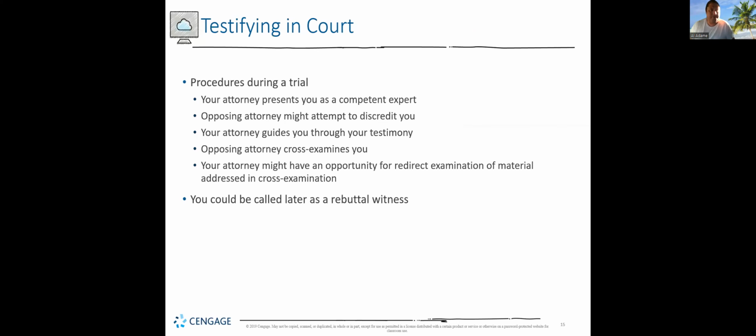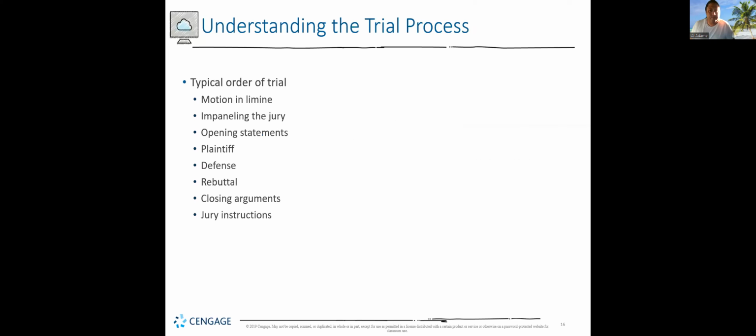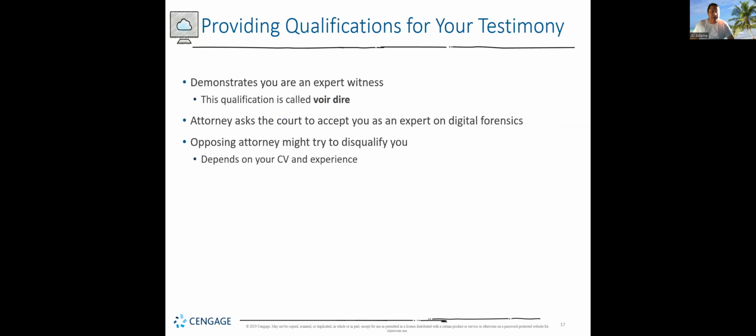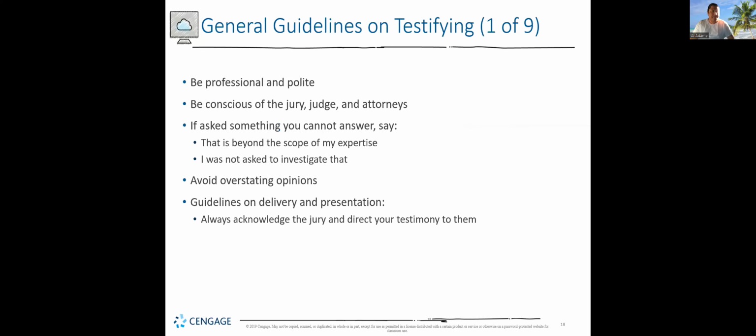Let's skip one again. Sorry. Oh, we're good. Sorry. The trial order was typical, I did this already. Why is it going back? Sorry, guys. It's jumping all over the place today.